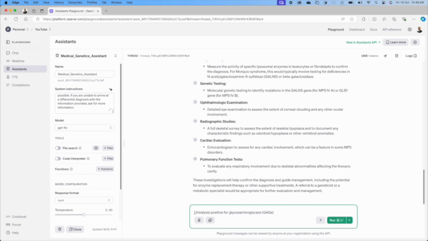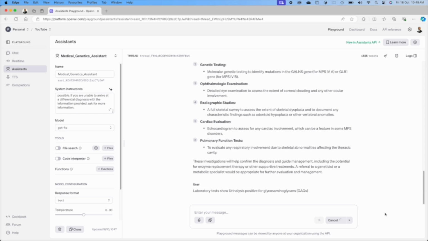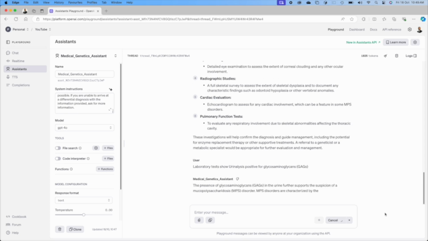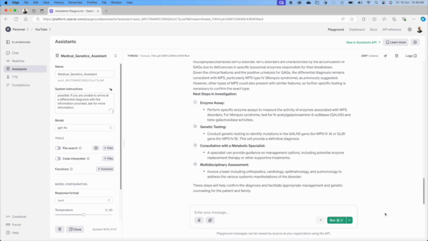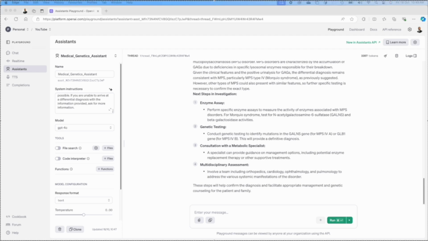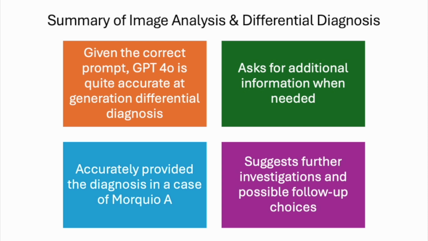So you can see that based on fairly minimal information of just an image and some clinical signs and symptoms which are easily elicitable, and giving this information to the large language model, you are getting a fairly good response to it. So we gave it further information about urinary GAG estimations and said this was positive. So that gave it additional data to point to Morquio A.